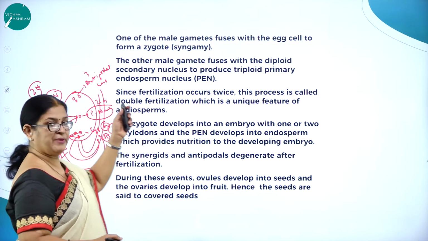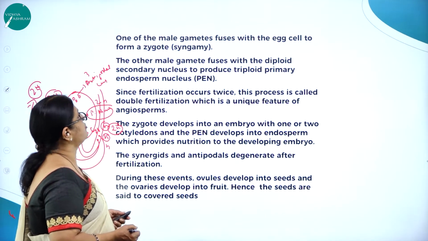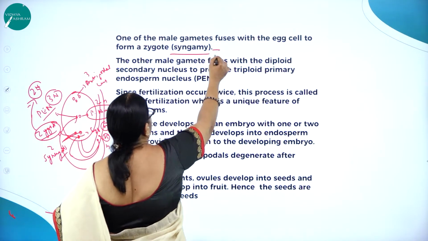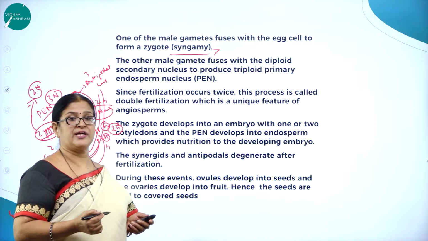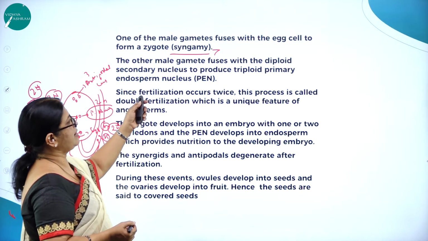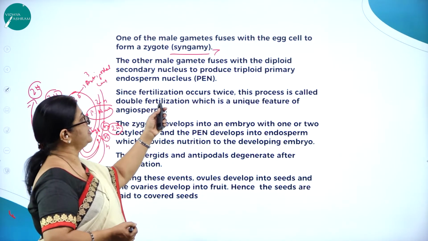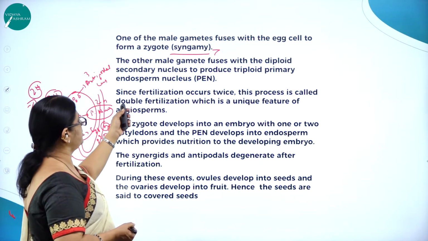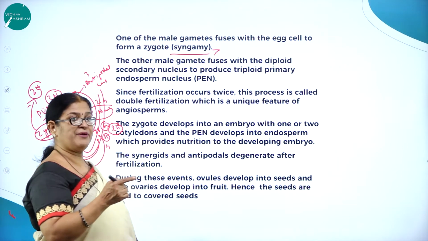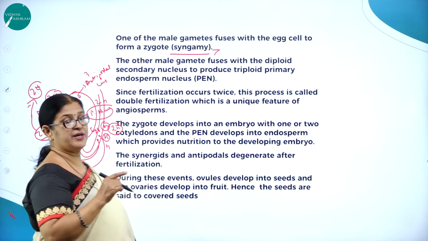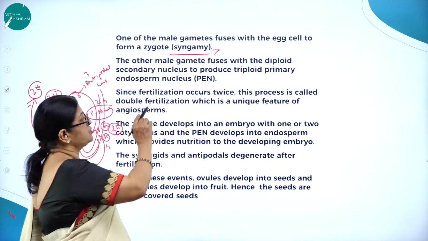Right? So one of the male gametes fuses with the egg cell to form a zygote, and that fusion of the gametes is called syngamy. Syn means what? Fusion. Gamy means what? Gametes. Then the other male gamete fuses with the diploid secondary nucleus to produce the triploid primary endosperm nucleus. The other male gamete fuses with the diploid secondary nucleus, which is already 2n. So it produces what?